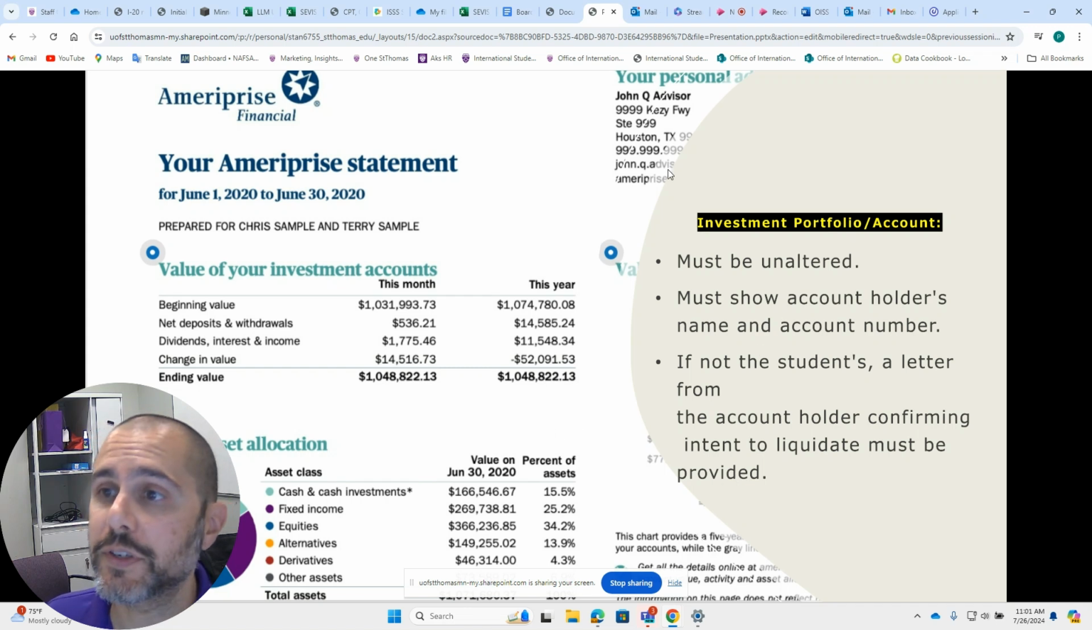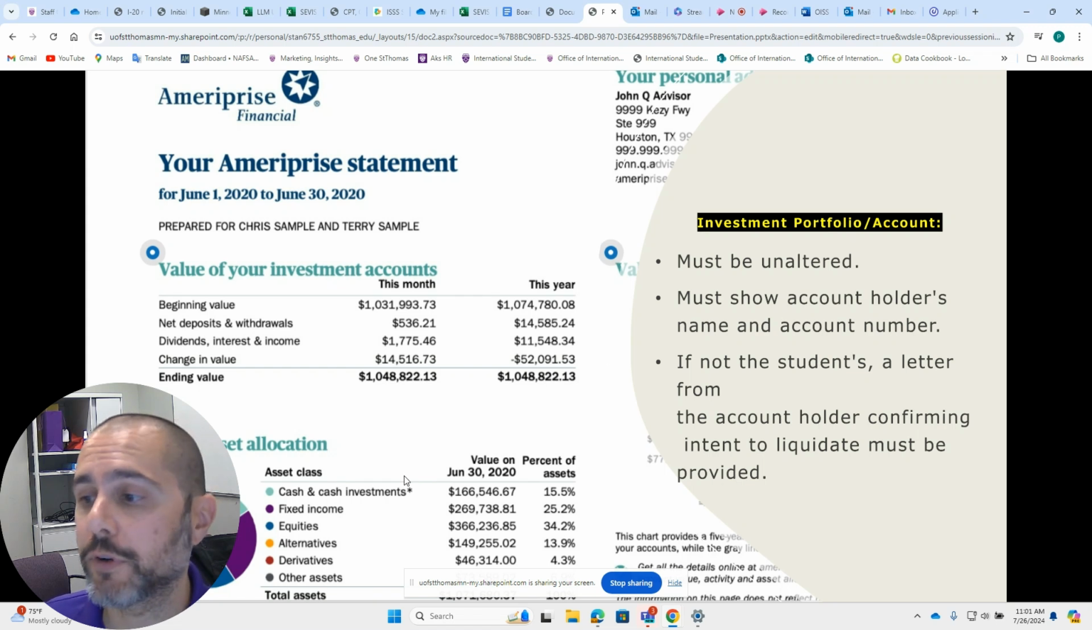And if this is not your account, if you're not using your own investments, you're using a friend or family member's, they have to write a letter, including with your financials, saying they will use this account to pay for your education.